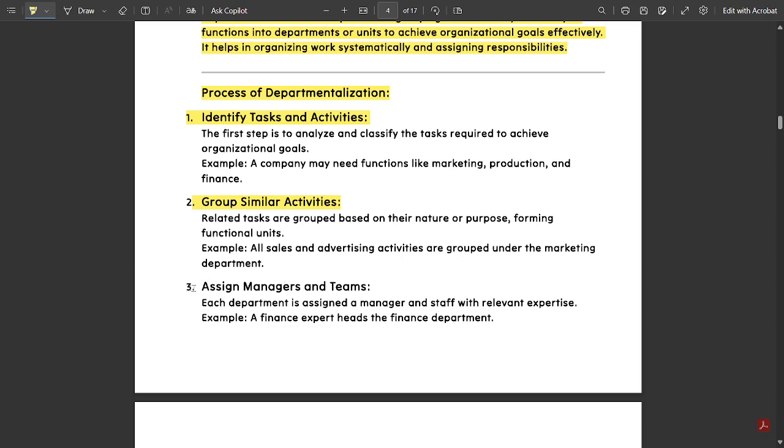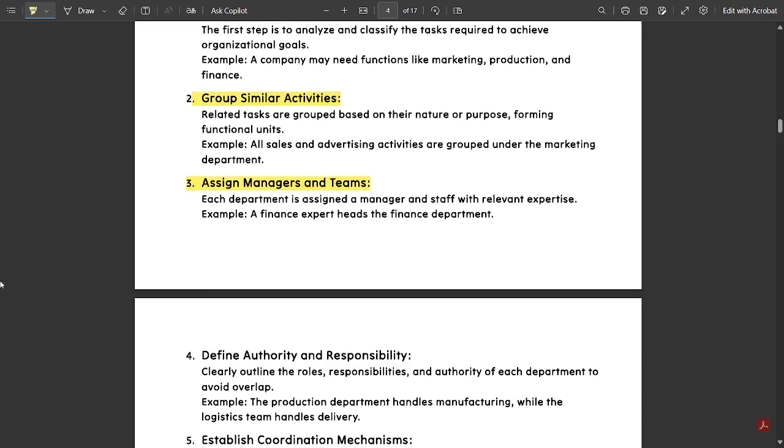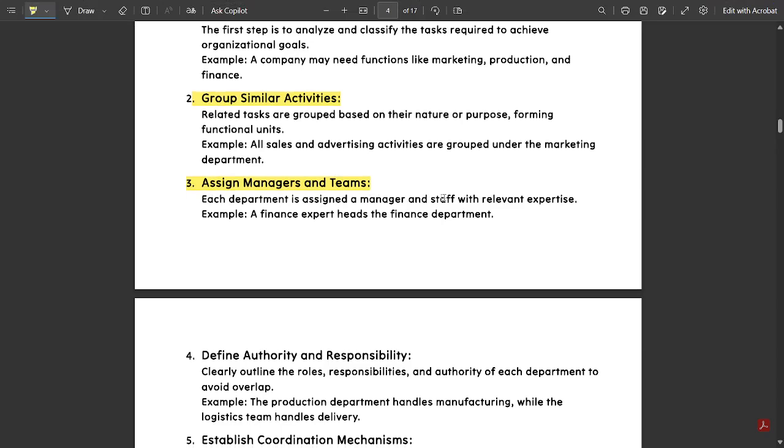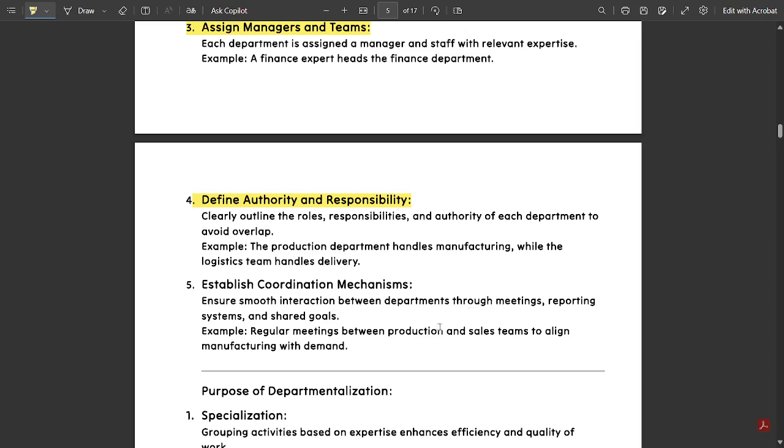Okay. Next is assigning managers and teams for a particular task. Under any department, each department is assigned a manager and staff with relevant expertise. The managers and staff are chosen in such a way that they are good in that particular skill set, and that particular work is provided to them. Okay. Next is defining authority and responsibility, with a good hierarchy. For example, the production department handles manufacturing, while the logistics team handles the delivery.